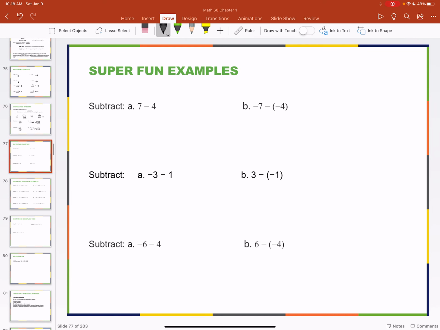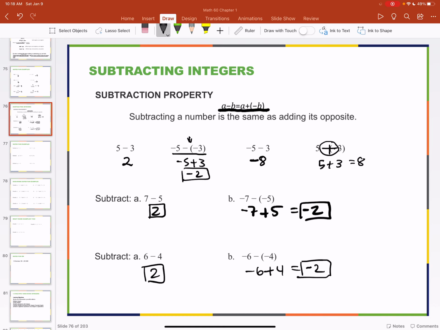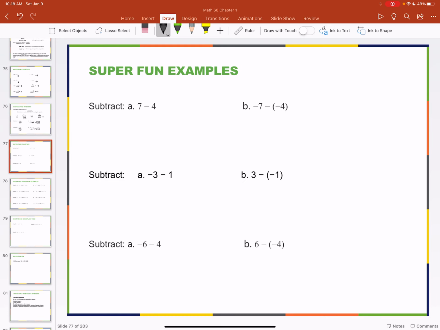Let's do some more examples. Some more super fun examples. Did I just say that? This is the same thing as before. Sorry, I think I already did this one. The top two I did not.